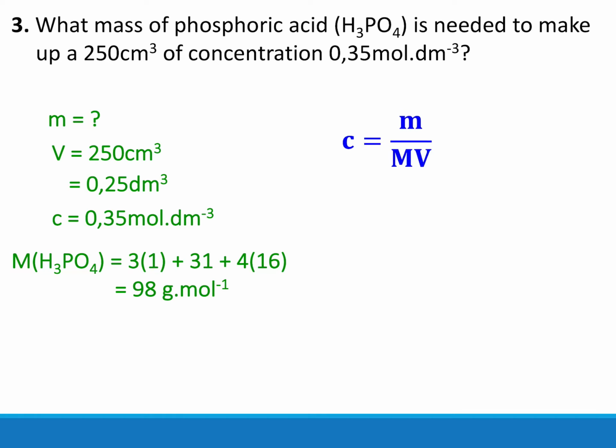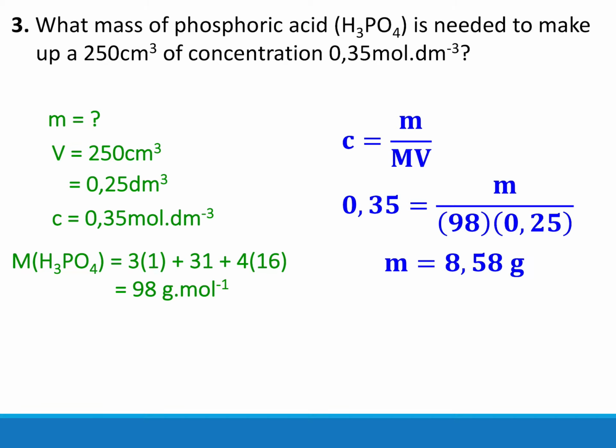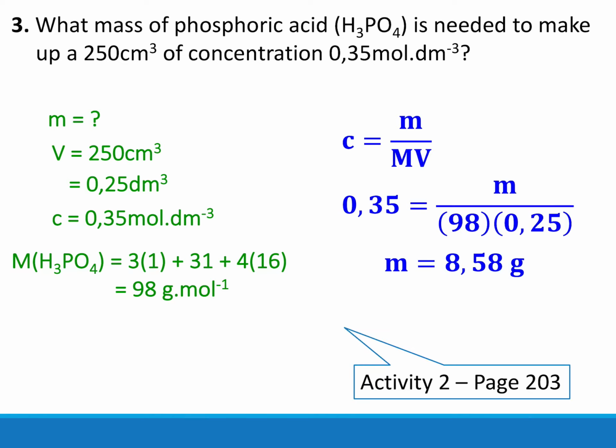Concentration is mass over molar mass times volume. 0.35 is the concentration I want, little m is what I have, and then we have 98 times 0.25. We want m on its own, so I take what's at the bottom of my fraction and multiply it by the 0.35, which gives 8,575. Now you're going to do activity 2 on page 203, and remember the answer is on Teams.